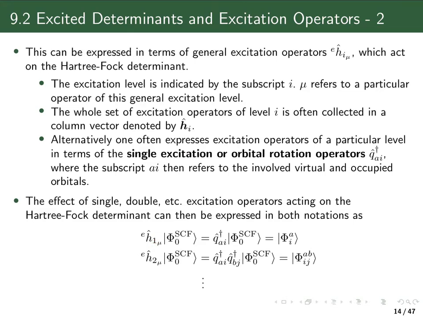Correspondingly, we can write a doubly excited determinant IJAB as the Hartree-Fock determinant on which we now act with a product of two orbital rotation or single excitation operators, or we act on it with this general double excitation, level 2 operator.